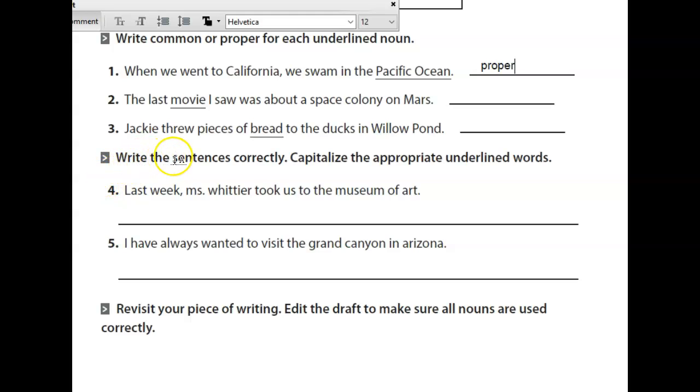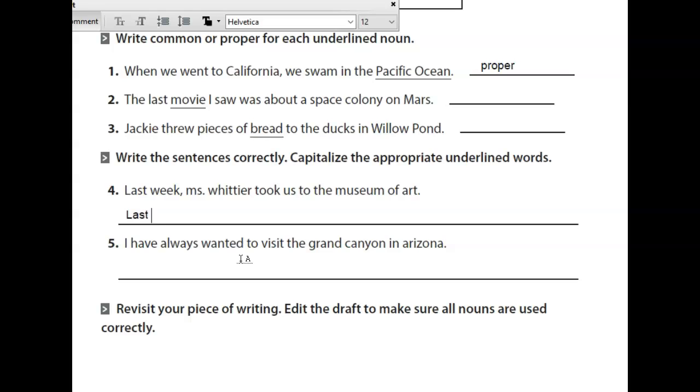So number 4, write the sentences correctly. Capitalize the appropriate underlined words. So now we're going to put into practice everything that we've learned about common and proper nouns. We're going to do number 4 together, and then I want you to do number 5 on your own. Last week, Miss Whittier took us to the Museum of Art. So I've got to change some of these words. So I'm going to correct this.